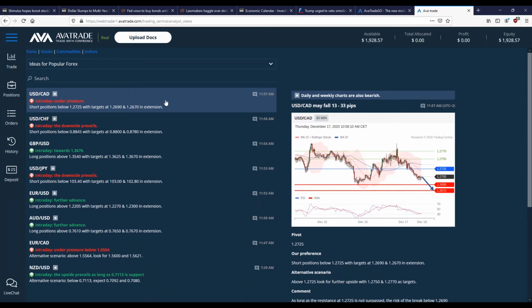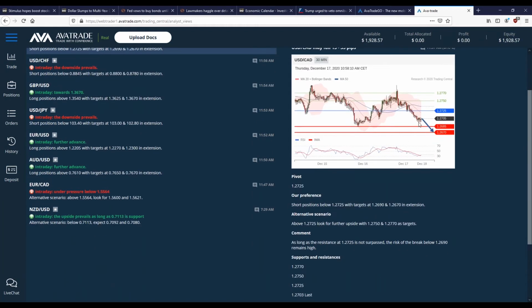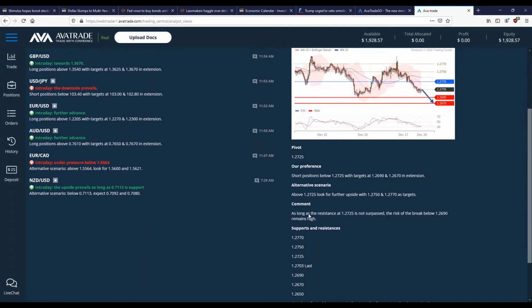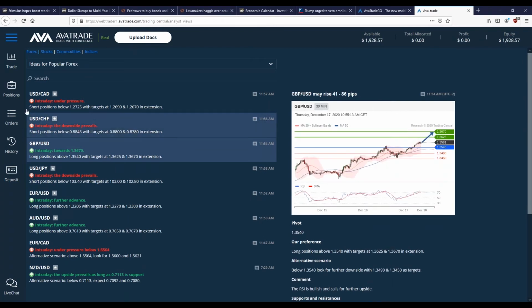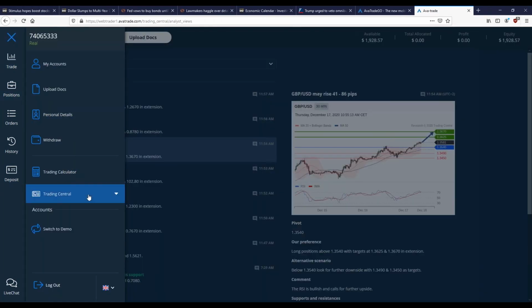A lot of people pay for signal service providers. Here they are free. The technical analysis breakdown, the direction that the movement is expected to go, the technicals about it, the price levels, everything's here. Live signals. That's the technical analysis. The fundamentals, since that's what we're talking about today, we could click on Market Buzz with Trading Central.